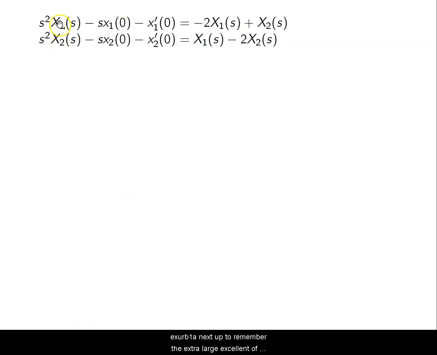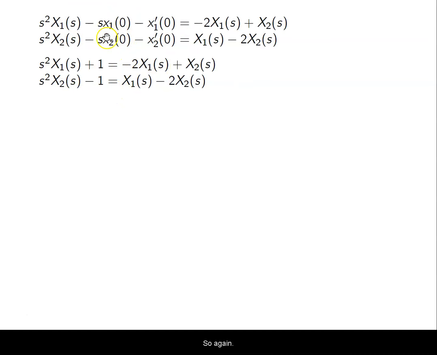So remember the large X1 of s's, those are the capital functions in s. These are the actual x functions evaluated at 0, right? So remember again, that's one of the benefits of having initial conditions at 0 when you're taking Laplace transforms of differential equations. So we have values for these. Some of them are 1, some of them are -1, some of them are 0. So we'll just go ahead and clean this up by plugging those values in that I have here, right? So again, 0, 1, this was 0, this was -1, everything else is staying the same, right?